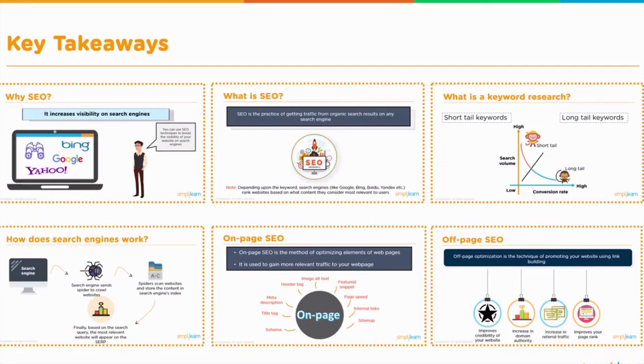Longer tail keywords are 3 keywords or more. And really, when it comes to short tail keywords, they're generally broad in nature. They have high search volume, but they're very competitive because they're broad in nature, and the conversion rates tend to be a little bit lower because of the relevancy factor.